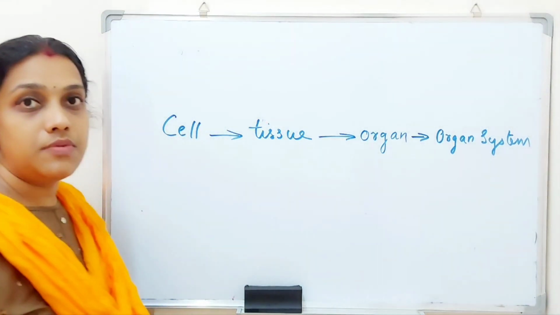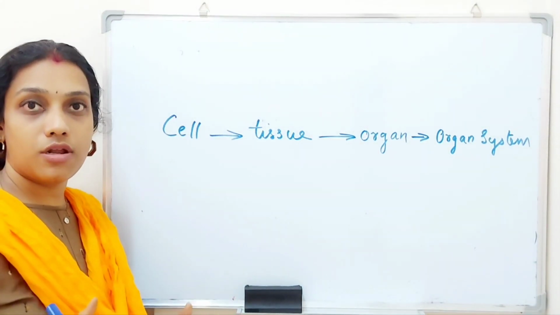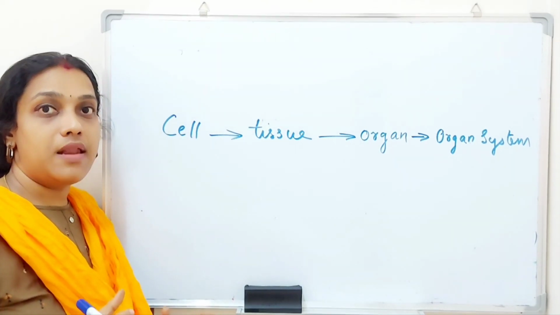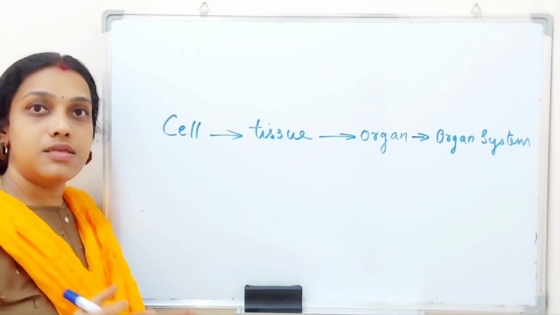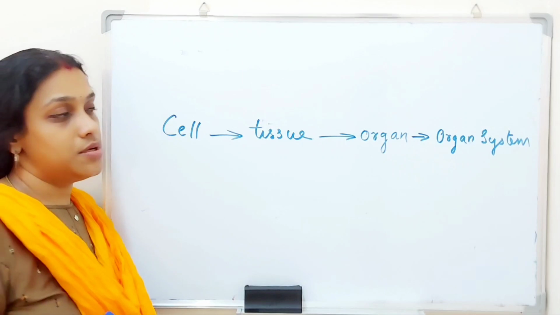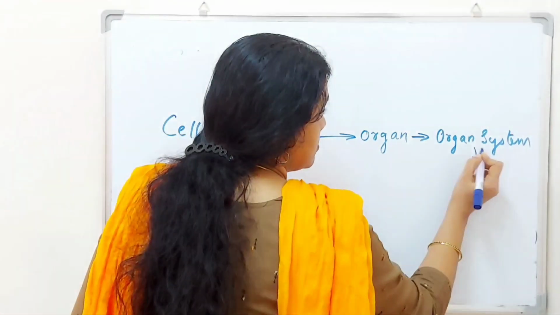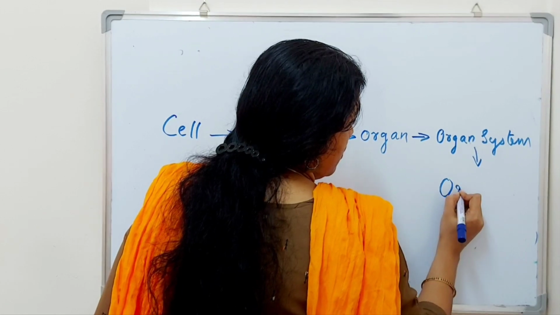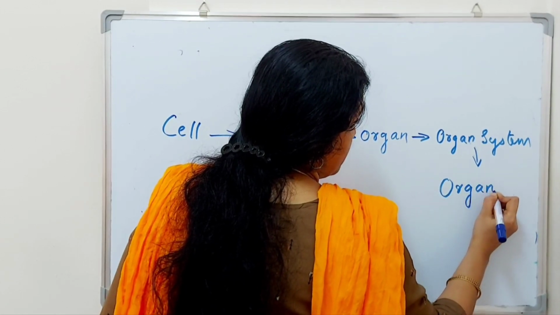Now after the organ system, what will happen? Several organ systems are developed, and after the system development, the entire organism is finally produced. All the organ systems will contribute to the formation of an organism.